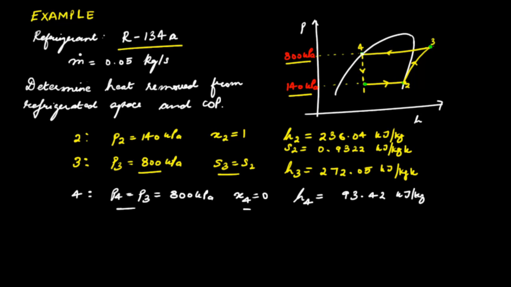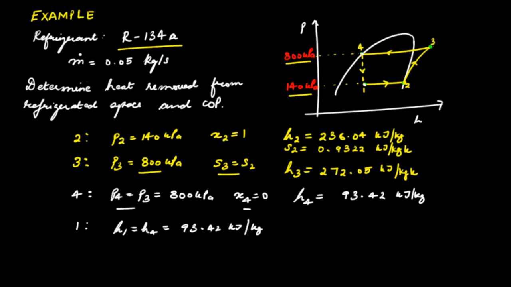this. Finally, to find enthalpy at state 1 is straightforward because we know that process 4 to 1 is isenthalpic, it's a throttling process, so H1 is equal to H4, and that is 93.42 kilojoules per kg. Now that we have identified the enthalpies at every state, and every state is uniquely identified, we can calculate the various quantities of interest.